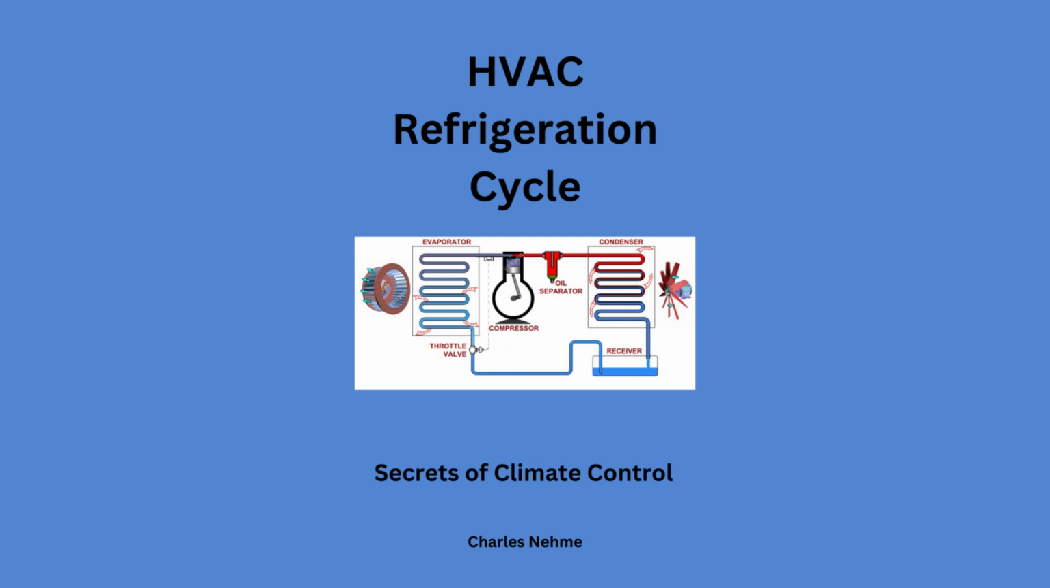5. How to calculate the cooling capacity of an HVAC refrigeration cycle. The cooling capacity of an HVAC refrigeration cycle is the amount of heat that it can remove from a space in a given amount of time. It is typically measured in British thermal units per hour, BTU per hour. To calculate the cooling capacity of an HVAC refrigeration cycle, you will need to know the following information: the refrigerant type, the evaporator temperature, the condenser temperature, the compressor efficiency. Once you have this information, you can use the following formula to calculate the cooling capacity of the HVAC refrigeration cycle. Cooling capacity equals refrigerant flow rate, evaporator enthalpy, condenser enthalpy, compressor efficiency.